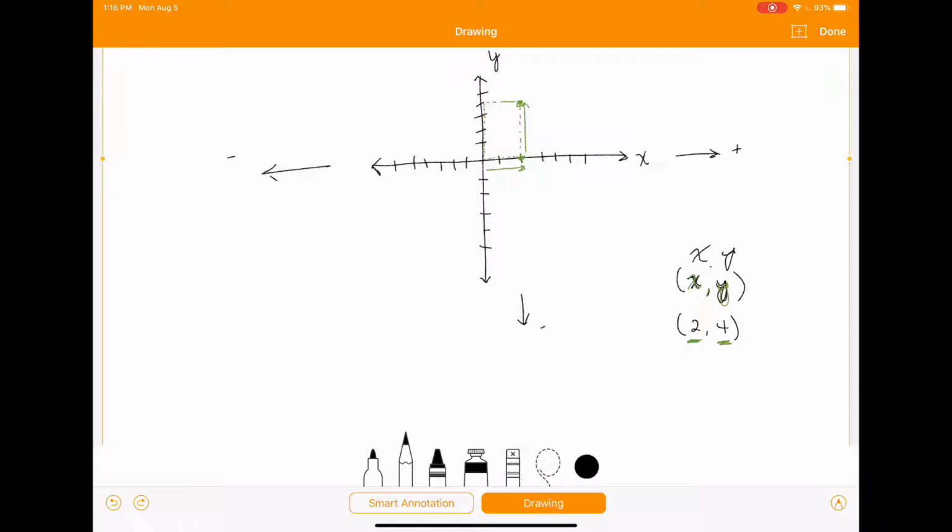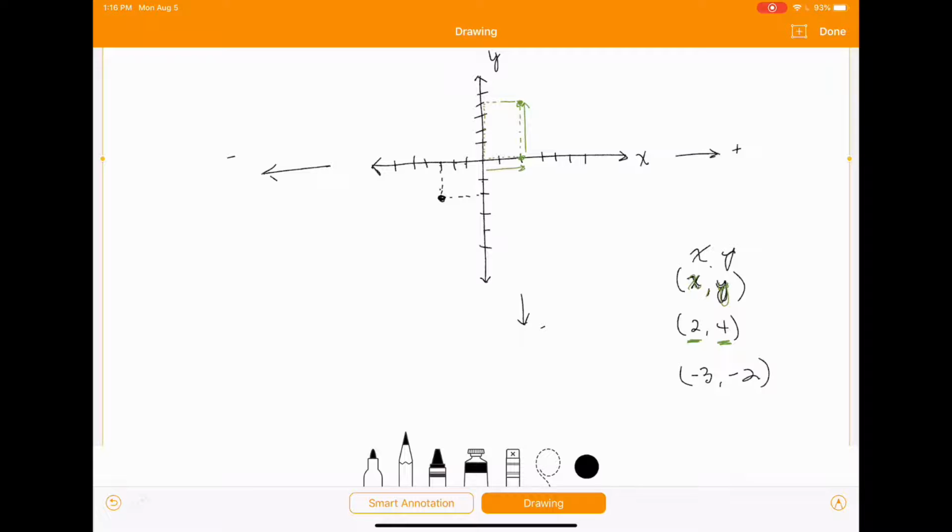So if you had a point, let's say -3, -2. So -3 on the X. So 1, 2, 3. And then you're going to go -2 in the Y. So 1, 2. Where those meet, that's going to be your point there.